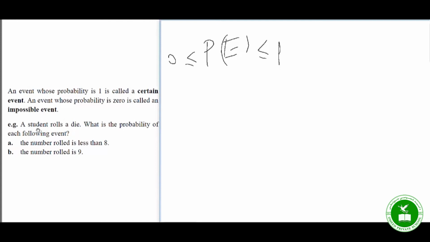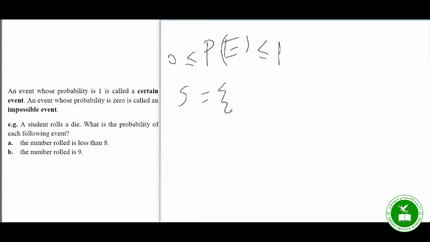For example, a student rolls a dice. What's the probability of each following event? The first one, the number rolled is less than 8. Second case, the number rolled is 9. First of all, let's find the sample space. For finding the probability of an event, it's necessary to find the sample space.